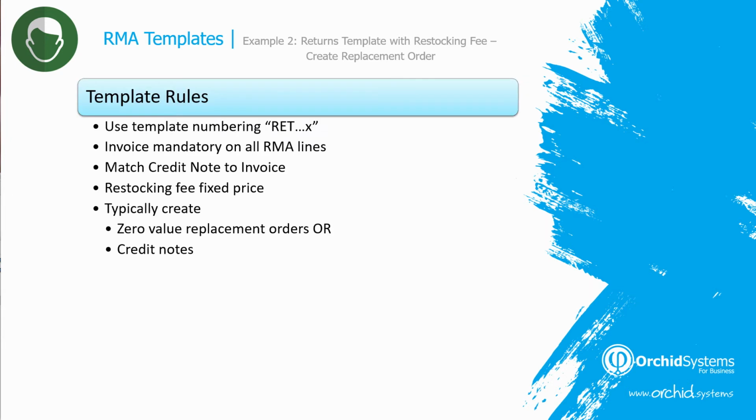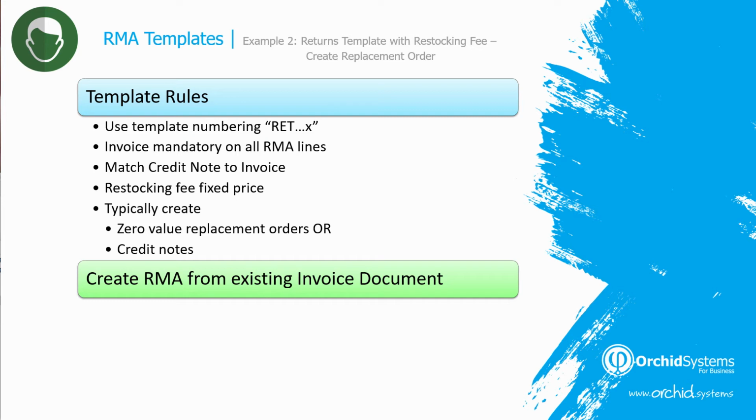So on our template rules, we're going to use a template numbering, RET. The invoice will be mandatory. We're going to match credit notes to the invoice if we create one. The restocking fee is a fixed price. Typically, we're going to create a zero value replacement order or credit notes from this template. And we're going to create the RMA from an existing invoice document.